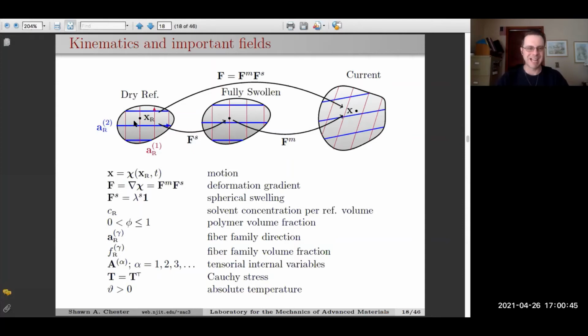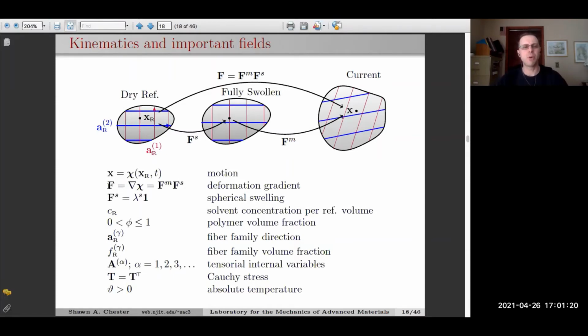Now you see some lines on here. That's because I'm trying to indicate the fibers that we're going to embed. So we're going to assume that there's multiple fiber families, and they're given by a direction A in the reference configuration, and the superscript indicates which family it is. The lines have different thicknesses because, well, some could have different volume fractions, right? Not all fibers need to have the same volume fraction.